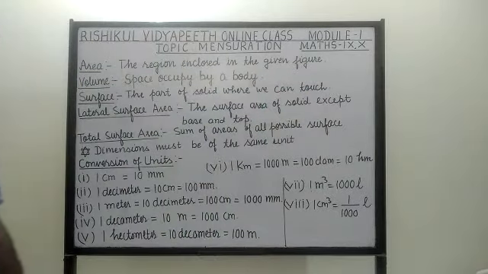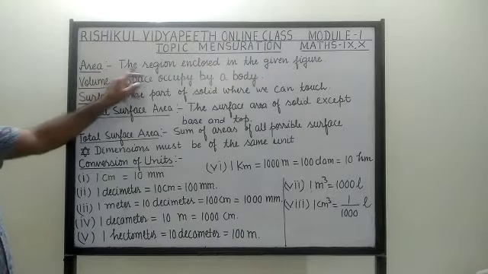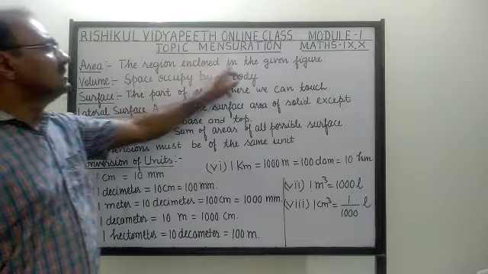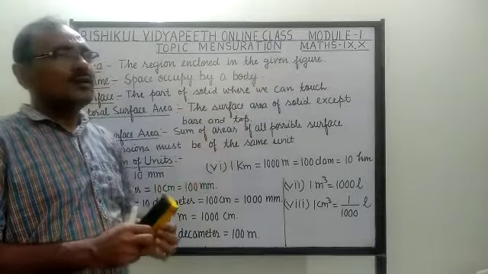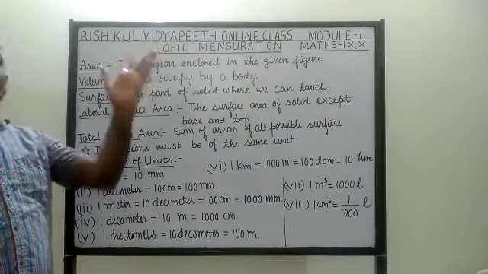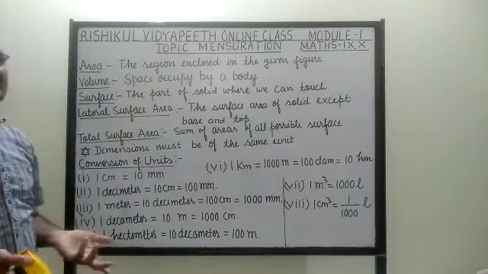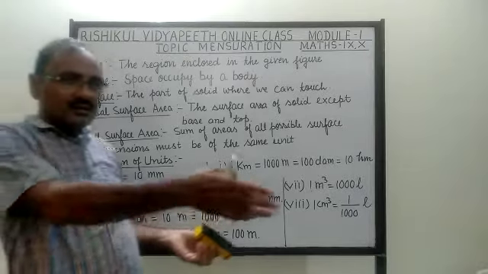Now, before starting the topic, I will discuss some important definitions. First one is area. The region enclosed in the given figure is called area. For example, how much area does this room cover, enclose? Or, you know very well, sir, this floor.